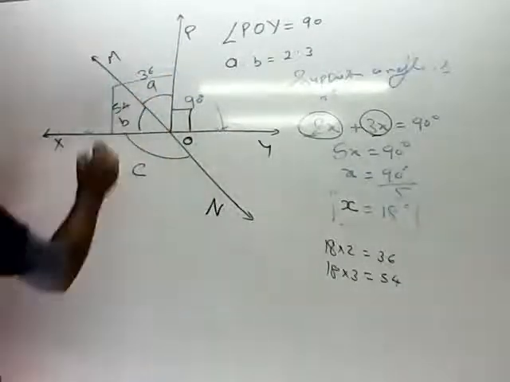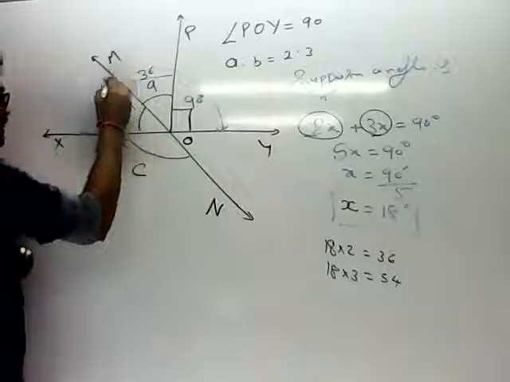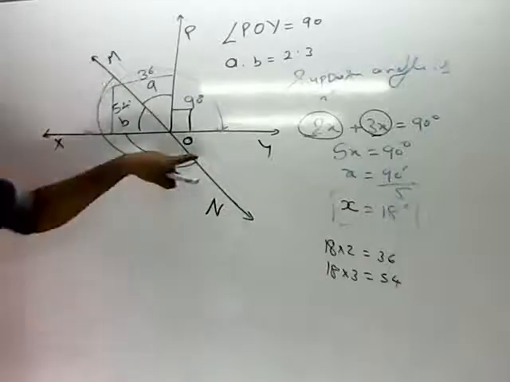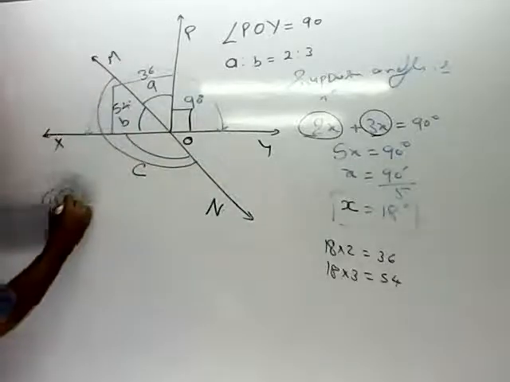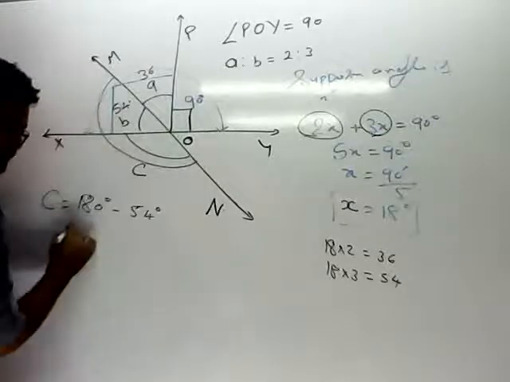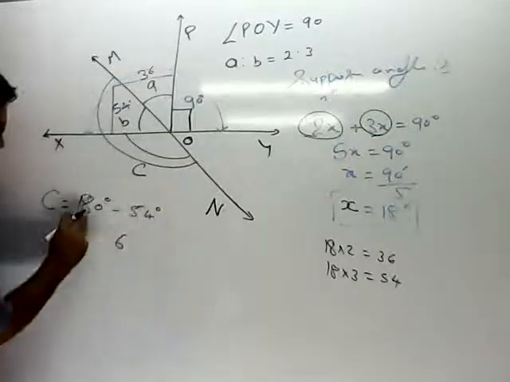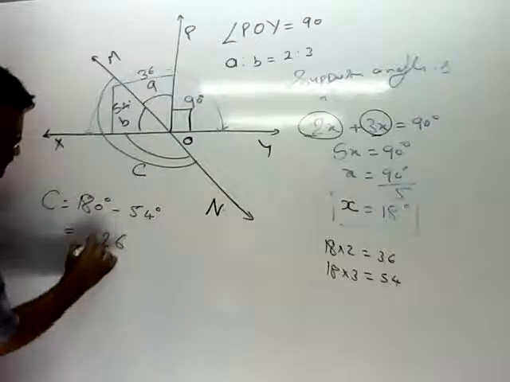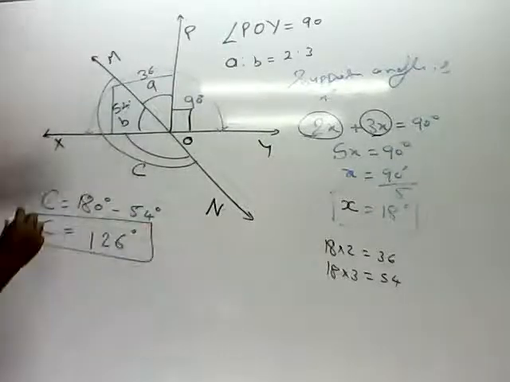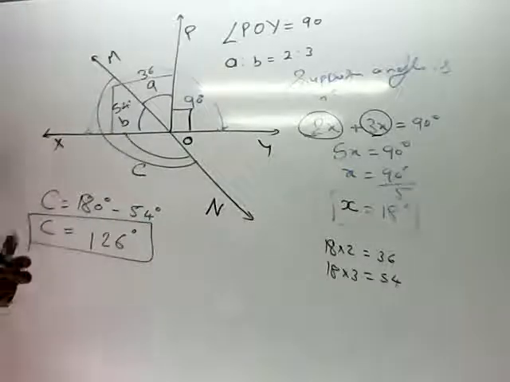Now we have got this one. From here to here that is 180 degrees once again. So angle C is equal to 180 minus 54 degrees. So that is 126. So angle C is equal to 126 degrees.